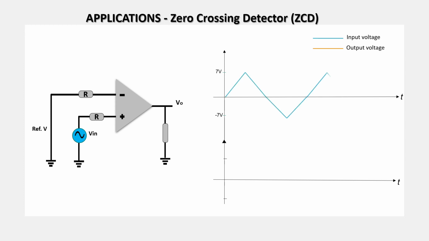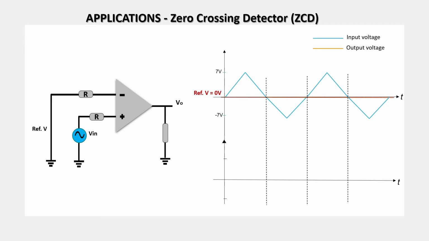So this is the input waveform and the reference voltage is 0 volt. Let us draw perpendiculars. Since this is a non-inverting comparator, initially the output is plus VSAT. There are so many applications of comparators, like phase detection, analog to digital conversion, etc. Now let us summarize what we have learnt so far.